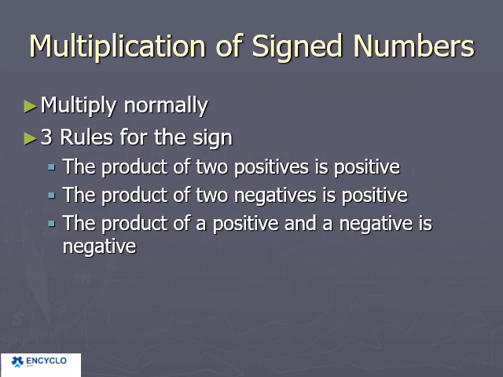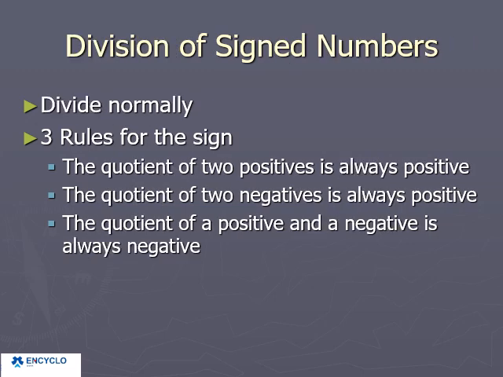Multiply signed numbers normally and apply these sign rules. Positive times positive gives a positive result. Negative times negative also gives a positive result. Positive times negative gives a negative result. Just like multiplication, apply the sign rules for division. Dividing two numbers with the same sign yields a positive result. Dividing numbers with opposite signs yields a negative result.